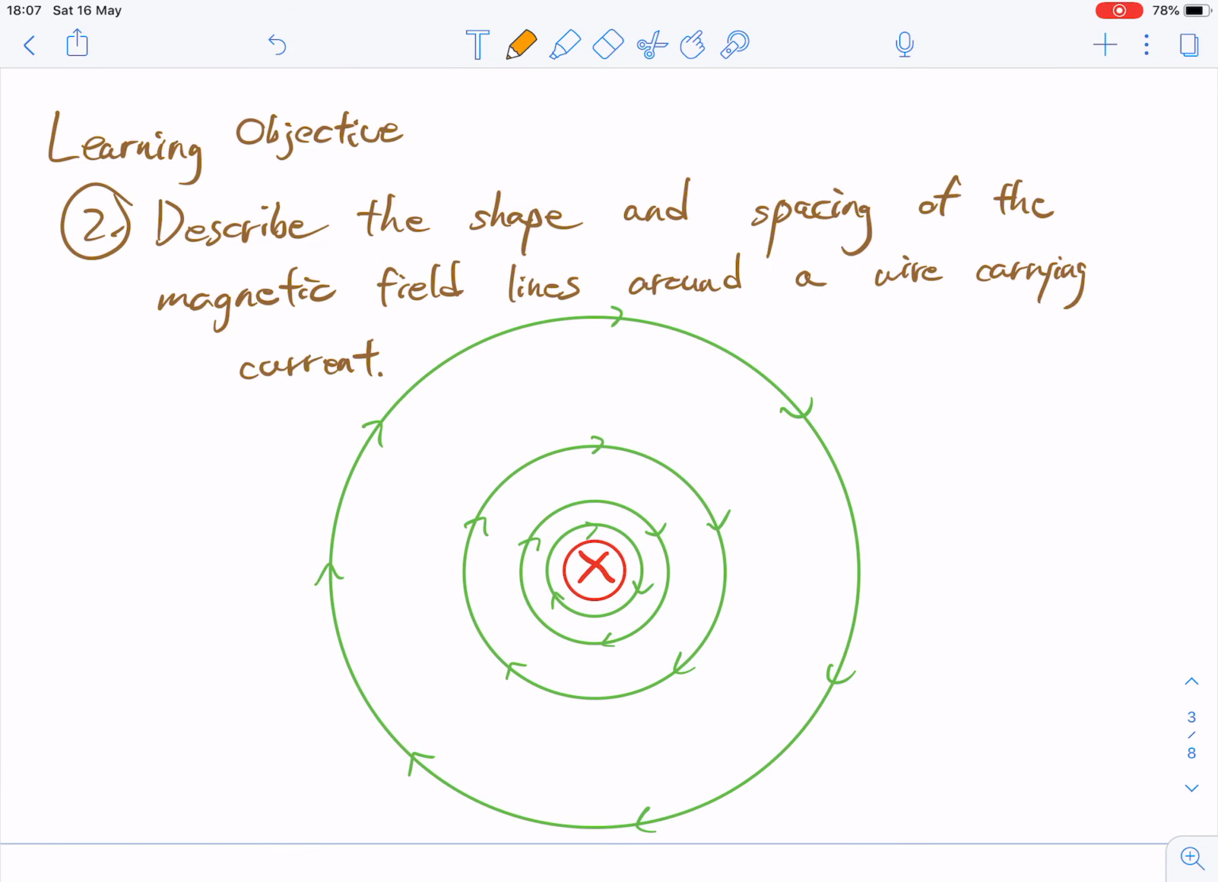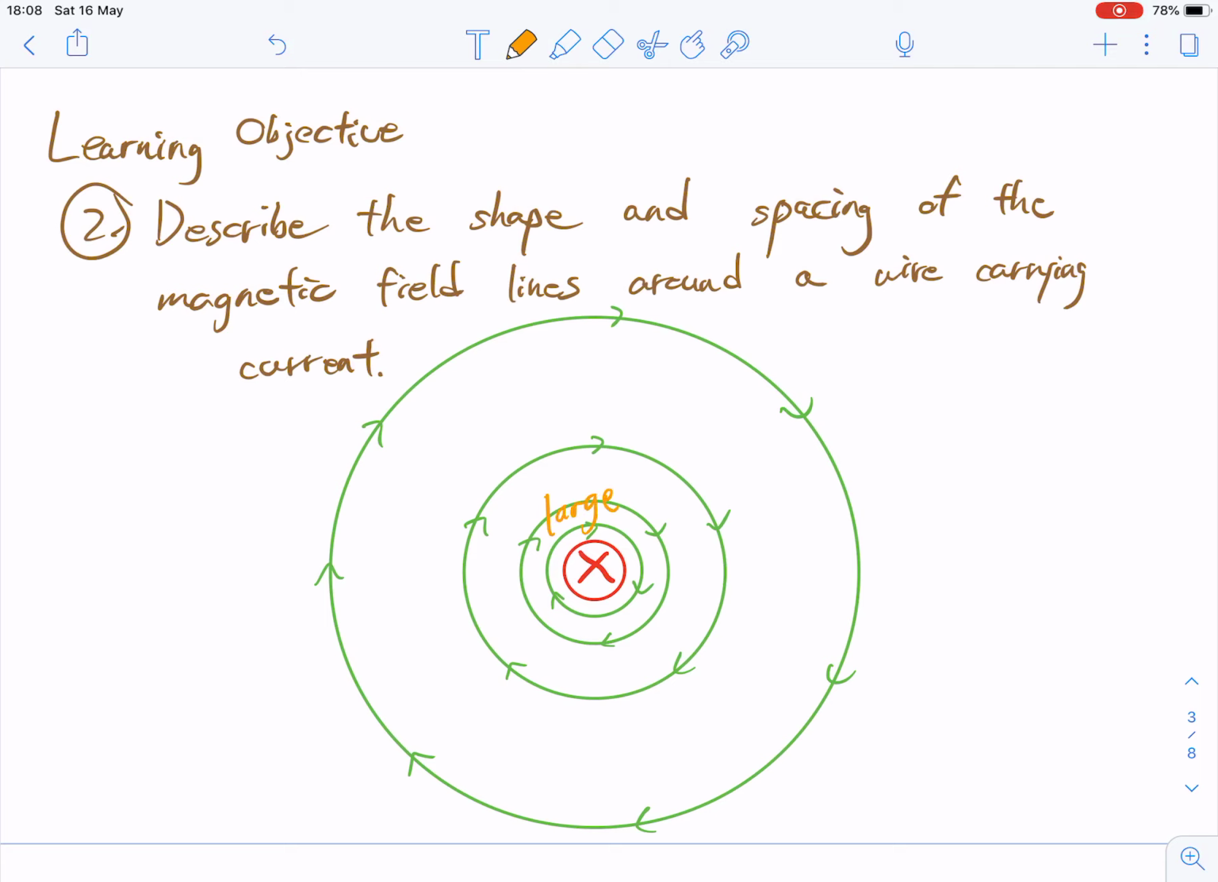Okay, second learning objective, describe the shape and spacing of the magnetic field lines around a wire carrying a current. So this is very similar to what we've already talked about in the past: the magnetic field strength is larger closer to the wire because there's a greater density.